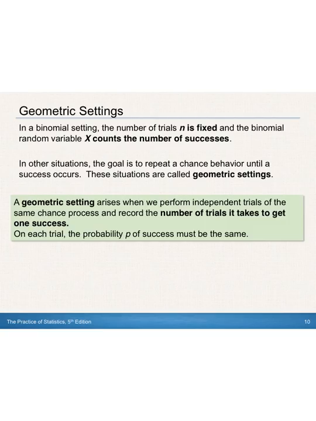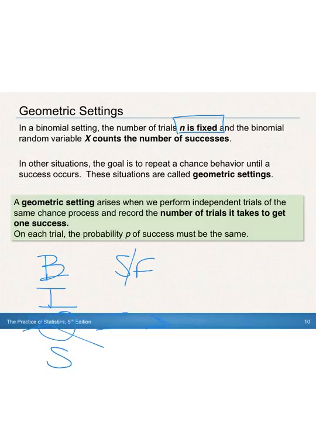So geometric settings have some things in common with binomial settings. They're binary, so you either have a success or a failure. Each of the trials is independent, and you know ahead of time the probability of a success. This is the part that's different: in a binomial setting, the n is fixed, and in a geometric setting, we're looking for how many trials it takes to get one success. So we're actually going to use the traditional multiplication rule of independent events for finding a geometric setting.